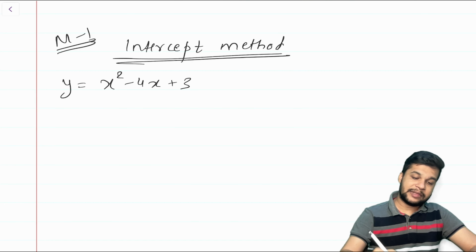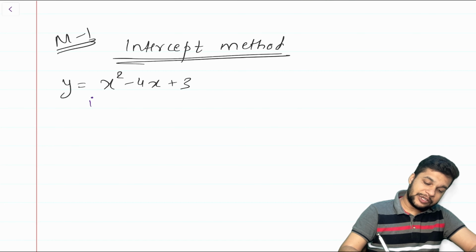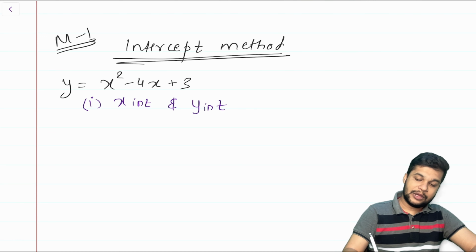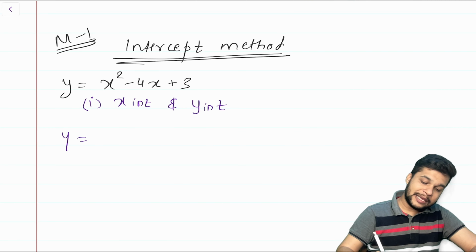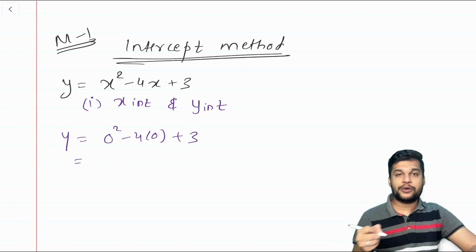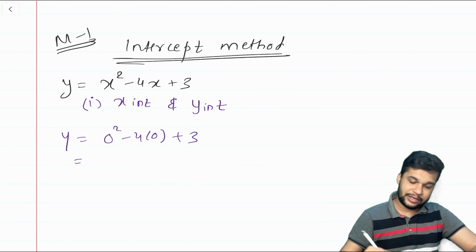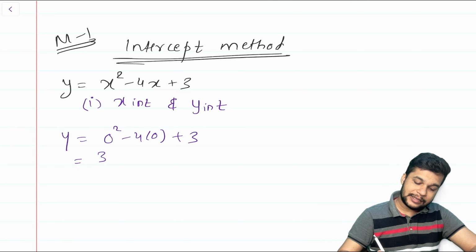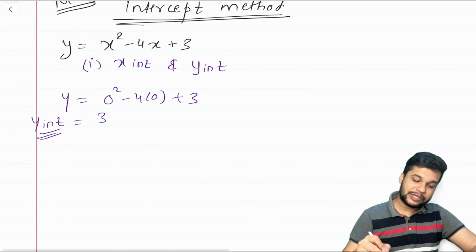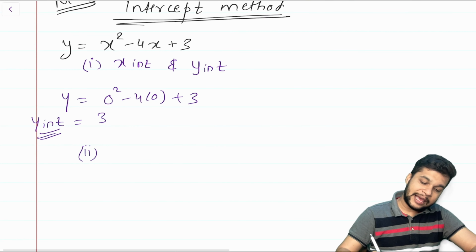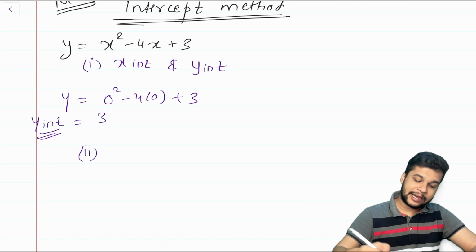So what does the intercept method say? Your step number 1 is to find the x-intercept and y-intercept. So what is the y-intercept? To find the y-intercept, you substitute x as 0. So y equal to 0 square minus 4 times 0 plus 3. So 0 square is 0, 4 into 0 is 0, so 0 plus 0 is 0 and plus 3 is 3. Okay, so y-intercept is 3. Now find the x-intercept, that's your second step. Oh sorry, it's not the second step, it's the first step only.